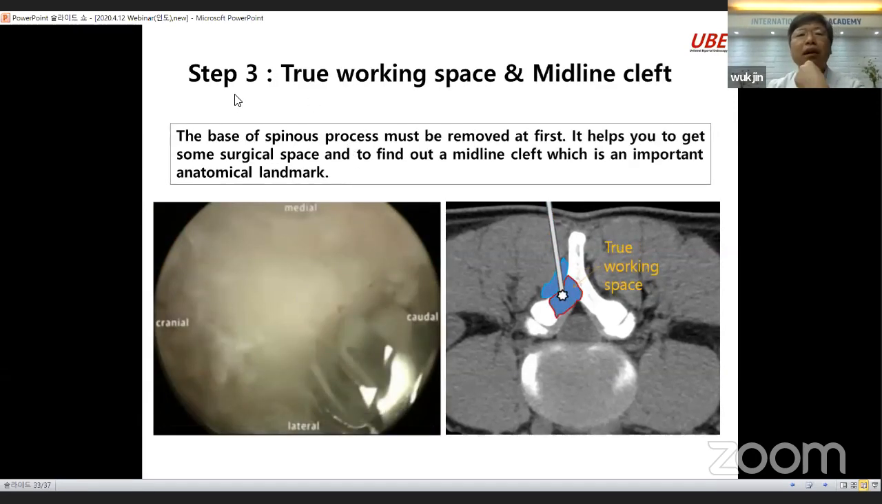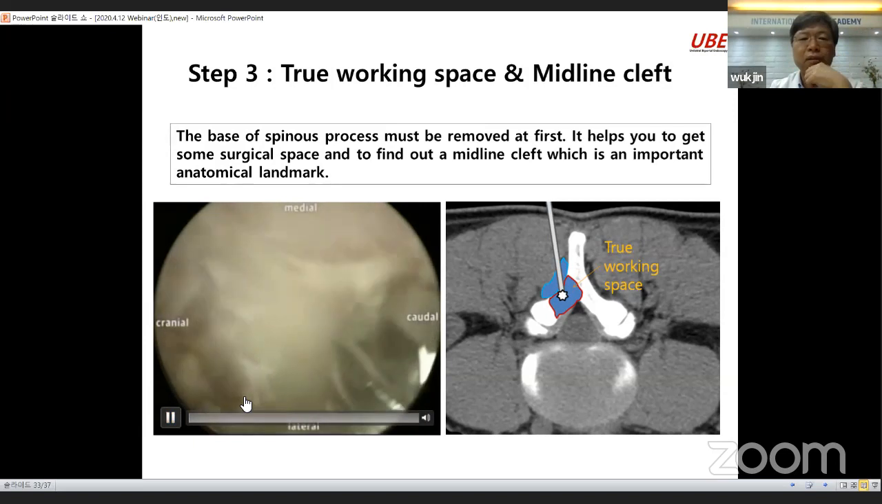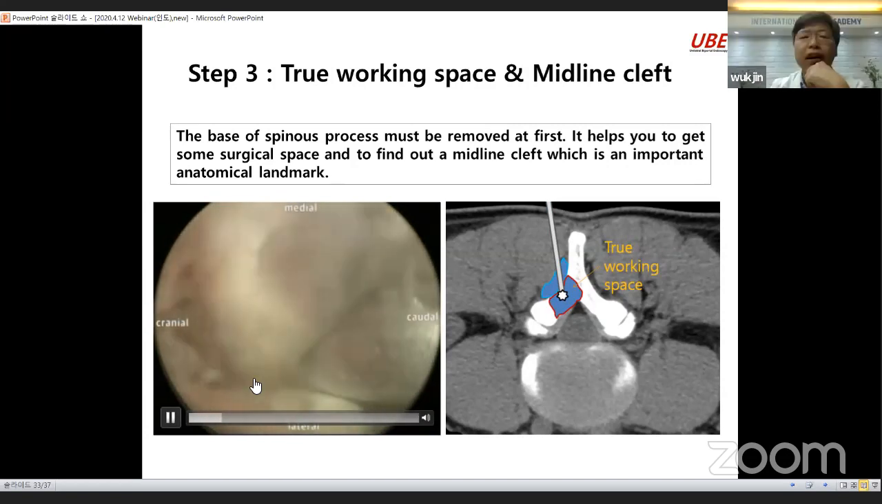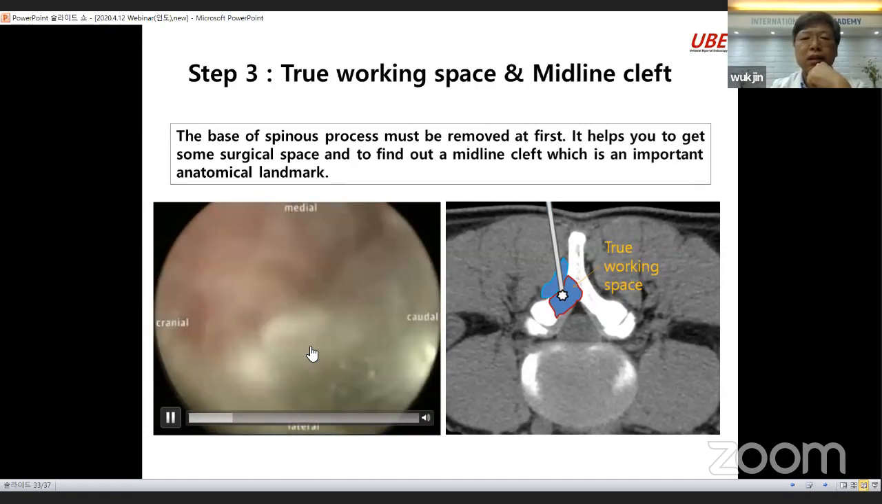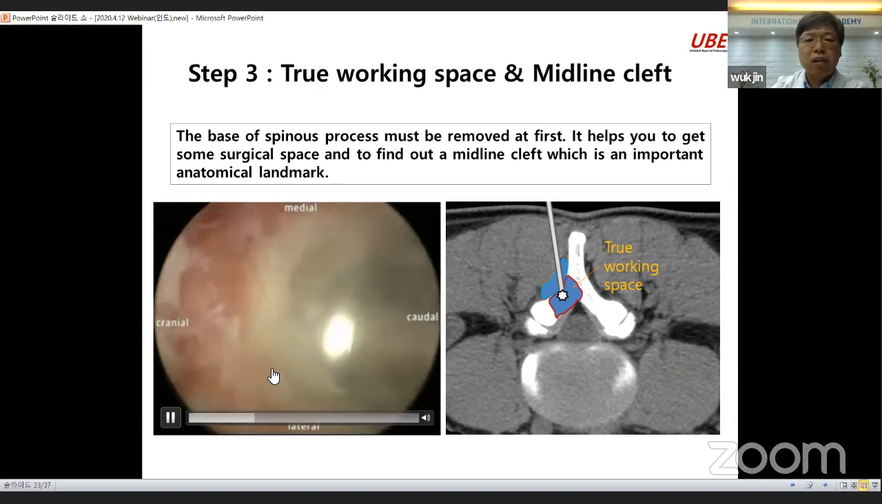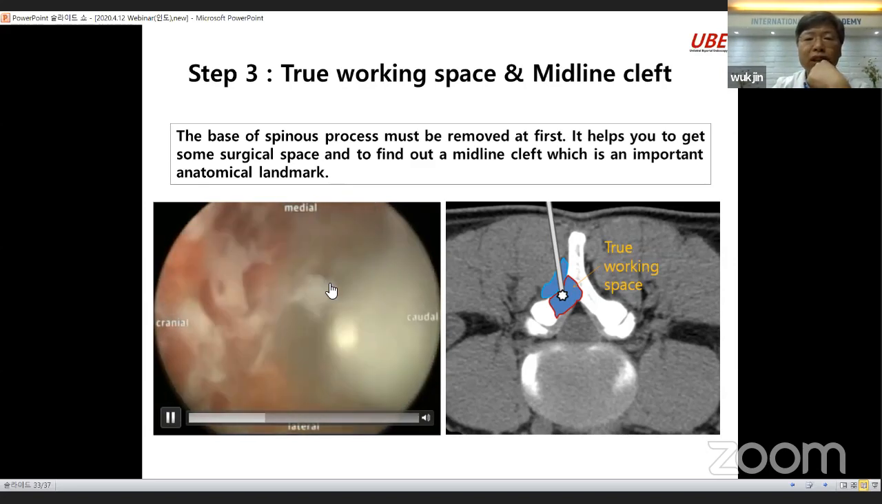Second, step three, the true working space, the midline cleft. After making the initial working space, you must first drill the base of the spinous process. After drilling, this area is the true working space. This area is the midline base of the spinous process. Very wide, very clear space. This is the true working space.